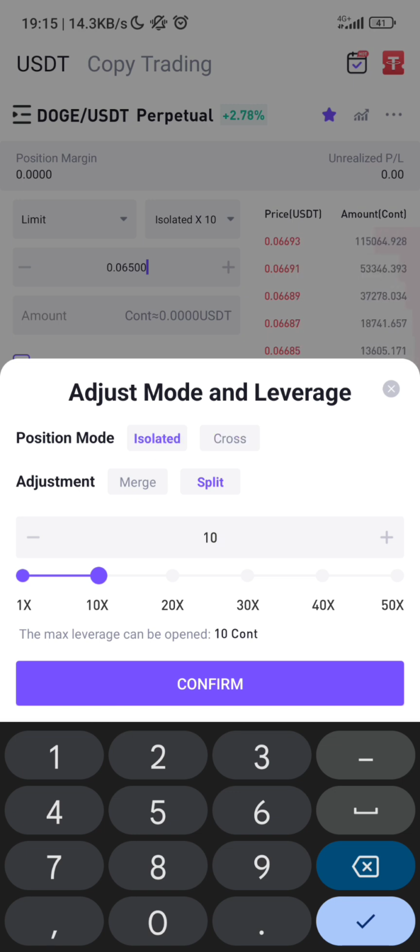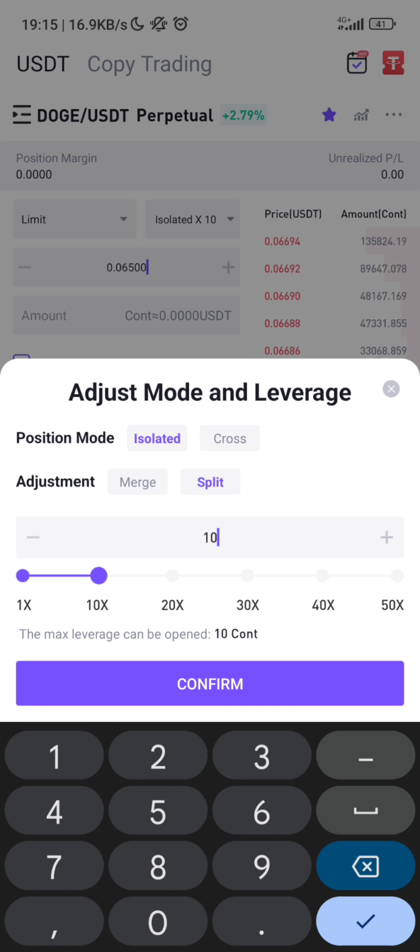Now after the position mode, we have the adjustments: merge and split. Merge puts all the orders together. So if I want to take two positions on Doge, when I click on merge, it will just keep adding to that position. But split will separate the positions for me, right? And I can take either a long position or a short position at the same time.